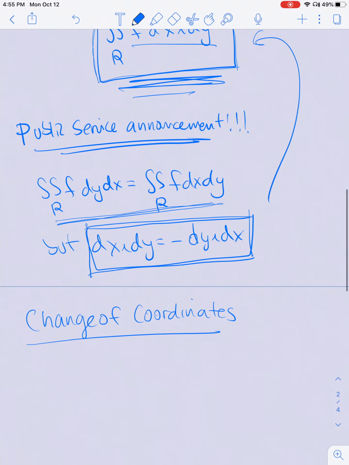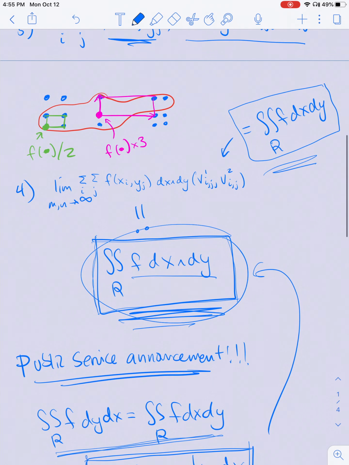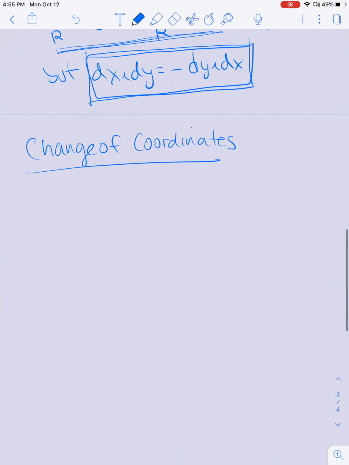In this video, we're going to explain how to properly change coordinates when computing these multivariable integrals. So the first thing, we need to generalize this formula that we have relating these two things. So in general, if R is a region in Rn and f is a function from Rn to R, basically I just generalize exactly the way I would expect.